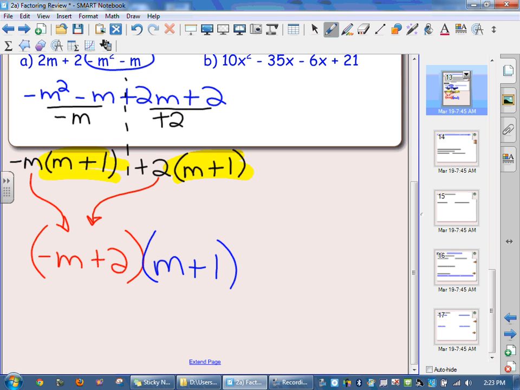Now, if you don't want to start with a negative, you could change that one around, and you could write 2 subtract m. That also means the same thing. Okay, so either are correct. Let's take a look at B.